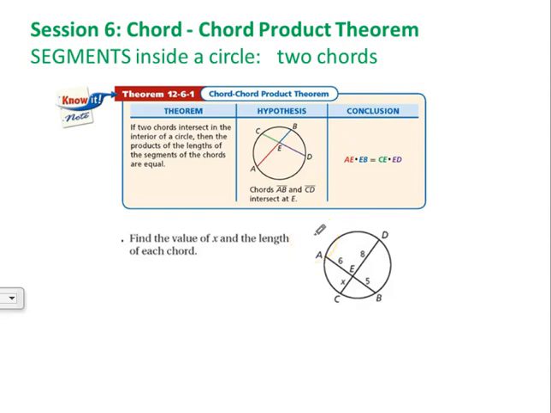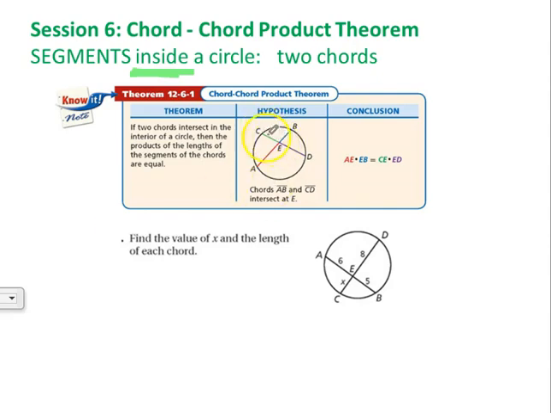All right, so when we've got two chords inside a circle, so here's an example. Look at that, 2 chords. I've color coded them so that we can see a pattern that occurs here. So, if you've got 2 chords that intersect inside a circle, then the products of the lengths of the segments of the circle are going to be equal.